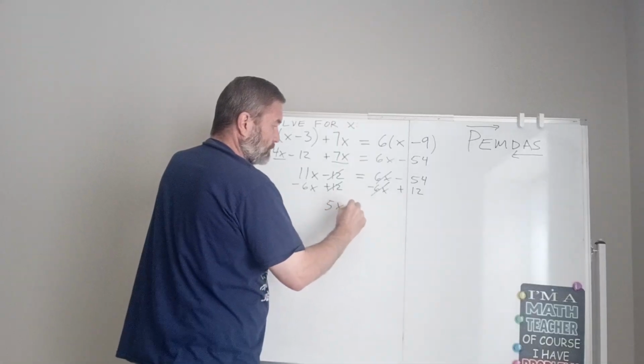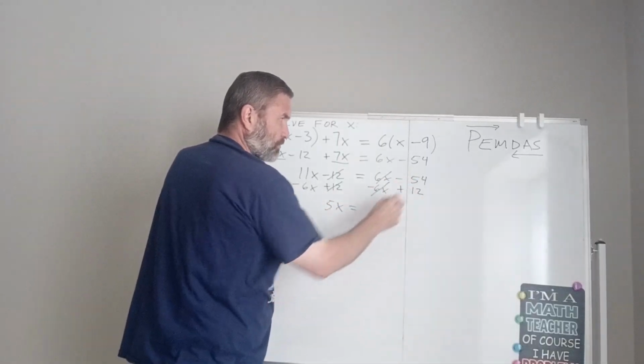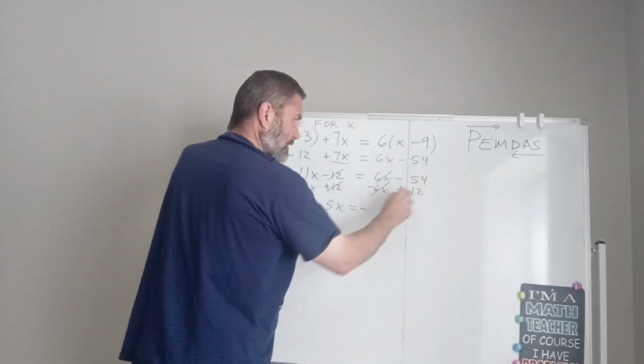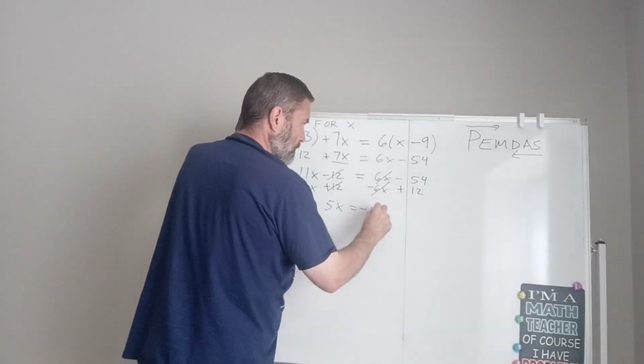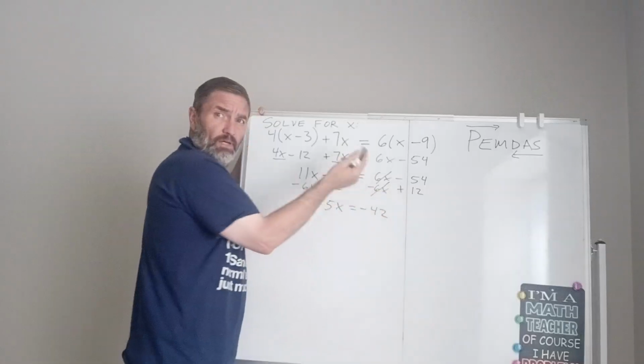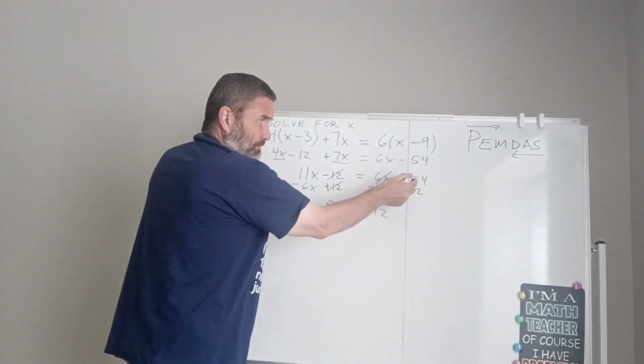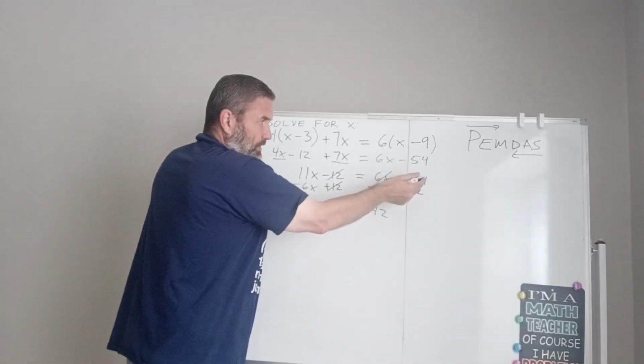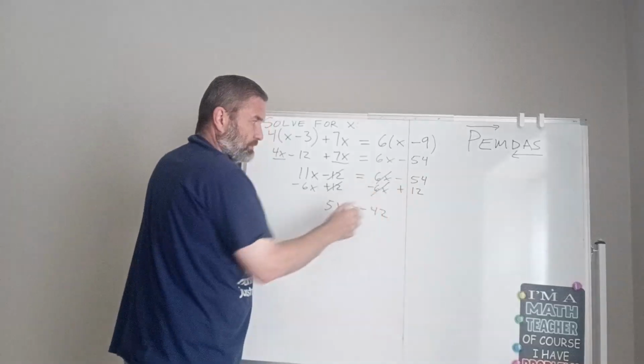So now, 11x minus 6x. That's combining like terms. We have 5x. Minus 54 plus 12. That should be what? 4 minus 2 is 2. 5 minus 1 is 4. So minus 42. Why am I subtracting here? A negative and a positive, opposite signs. You subtract. So bigger is on top, which is fortunate here. 4 minus 2 is 2. 5 minus 1 is 4.